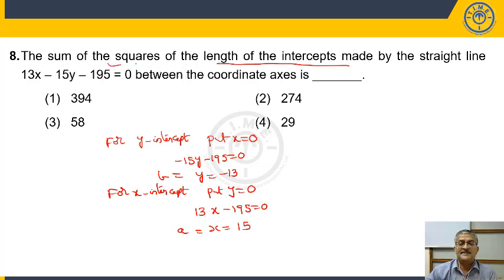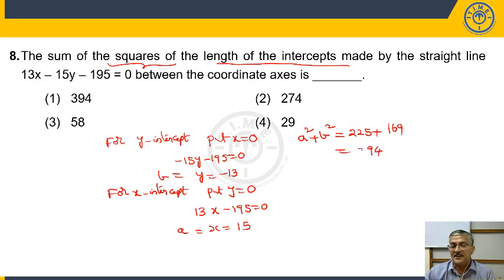What is he asking? Squares of these intercepts. That means we have to calculate a square plus b square. So what is a square? 15 square, that is 225. b square is 13 square, 169. So if we add, what is it? Here 394.